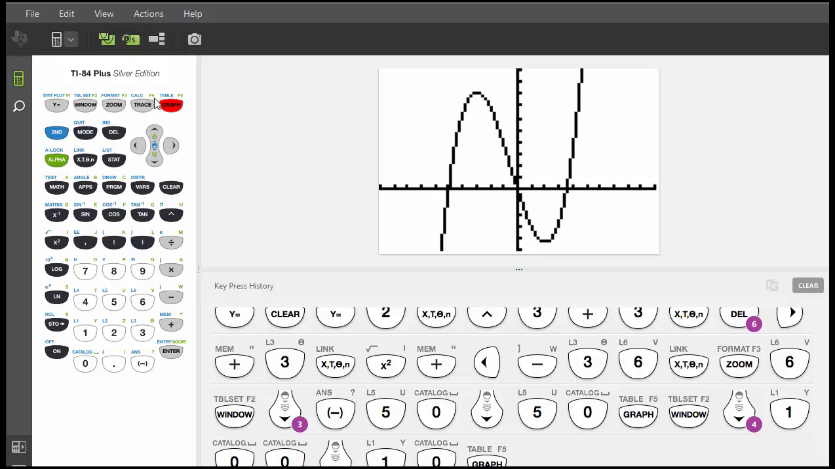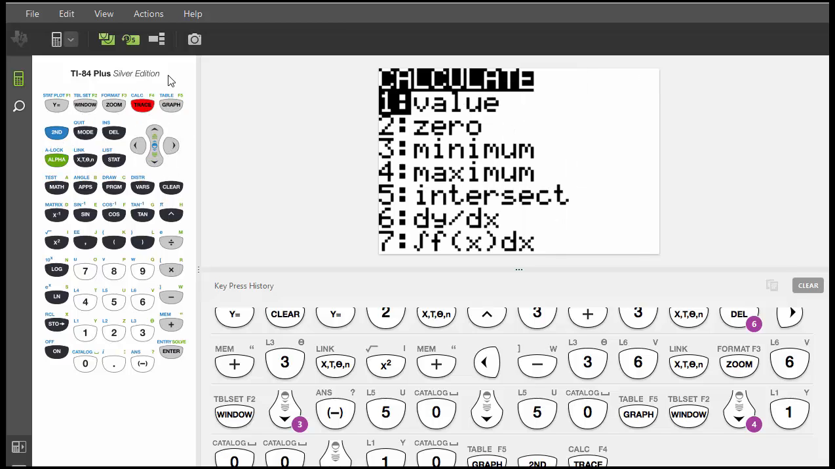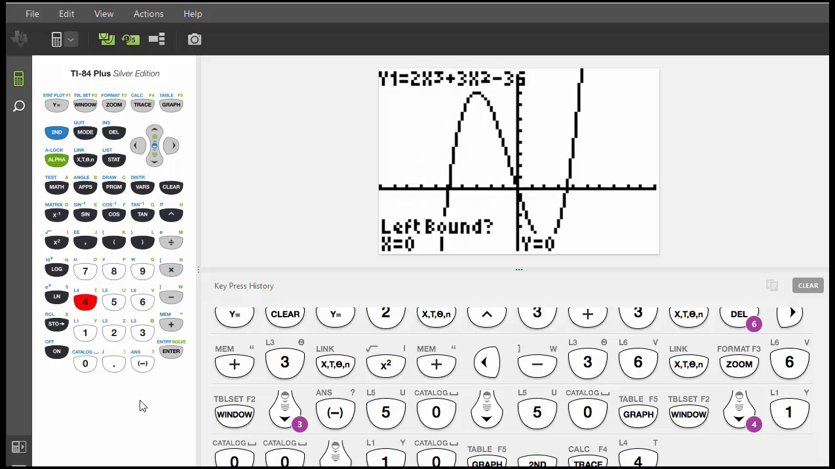And I can figure out what these maxes are too, right? Just by going second calc. You should have probably already known this from your Algebra 2 and your pre-calc. I'm going to go max. I'm going to scooch over here. This is a good little review just in case though. If I want to figure out what the max value of this thing is, I can scooch this way.